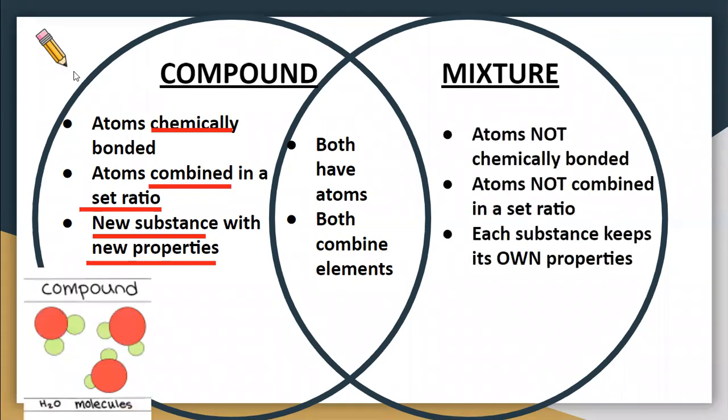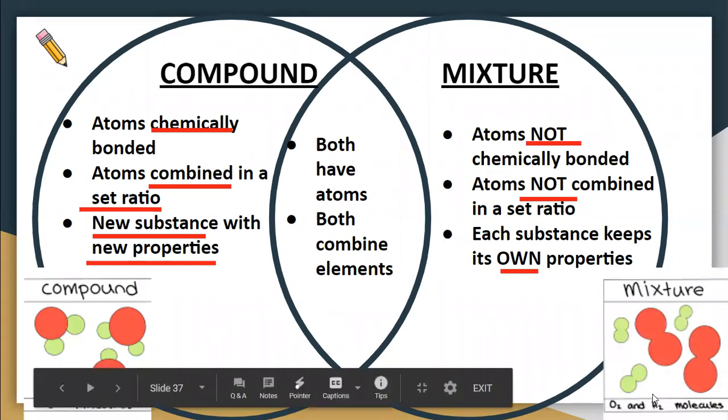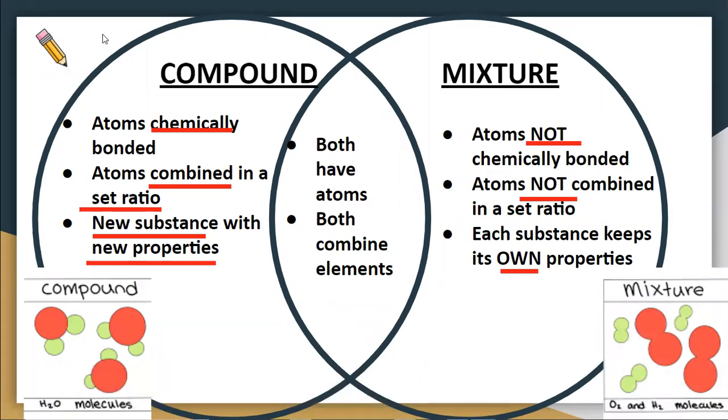And with a mixture, the atoms are not chemically bonded. Atoms are not combined in a set ratio. They can be all different ratios. And each substance keeps its own properties. That is the difference. And there's a picture of a mixture. You'll see you have oxygen by itself and hydrogen by itself. They are not chemically bonded like they are on the left picture with the compound.